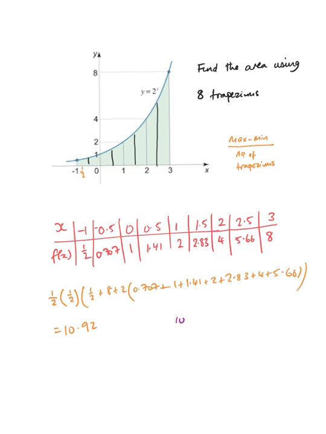So if we look at the percentage error again, 10.92 minus 10.82, and again I'm trying to use the exact values, gives me a percentage error of 0.922%. So as you can see, much more accurate, and the more trapeziums we put in, the more accurate it will be again.